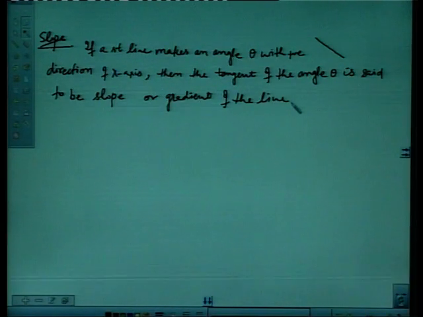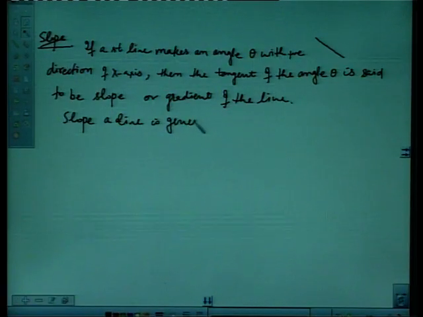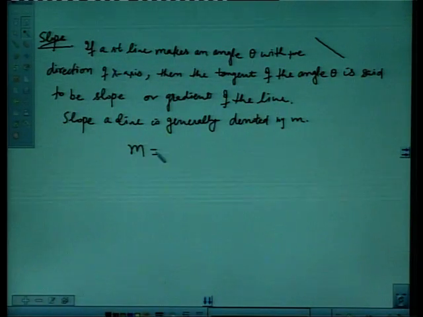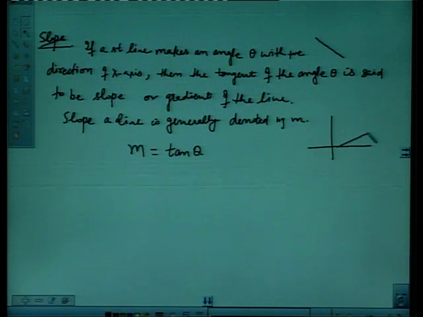Means slope of a line is generally denoted by m, and we can say that m is the tangent of the angle. Then this tangent of the angle is called the slope.